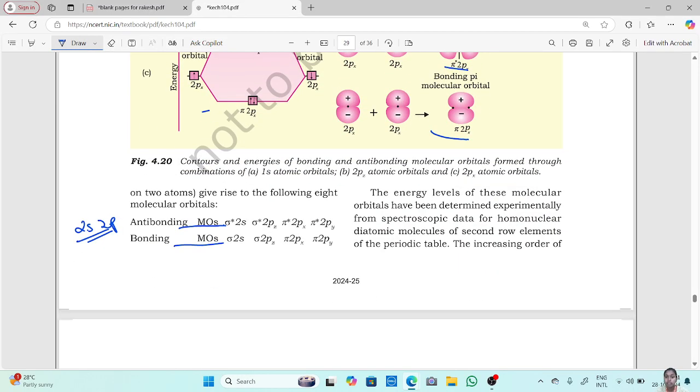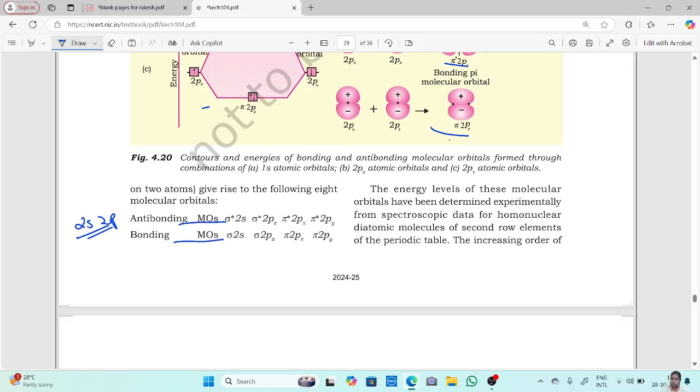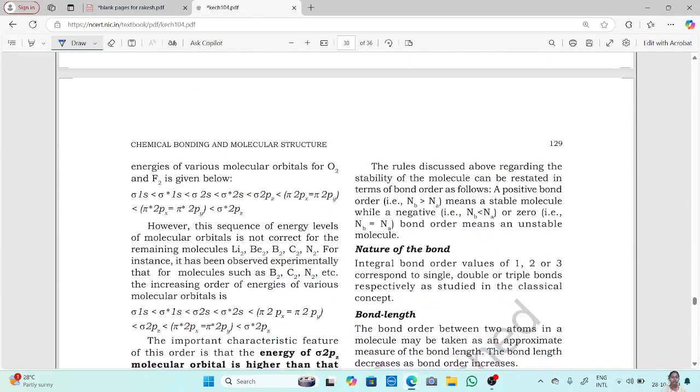Now the energy levels of these molecular orbitals are determined experimentally from spectroscopic data for homonuclear diatomic molecules of second row elements of the periodic table. Now how are the energy levels of these molecular orbitals obtained? They are obtained spectroscopically from the homonuclear diatomic molecules which are present in the second row, for example H2, N2, O2, C2. Okay, now the increasing order of energies of various molecular orbitals for O2 and F2 is given below.